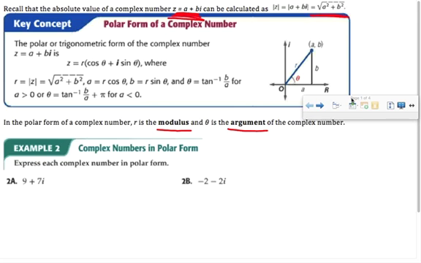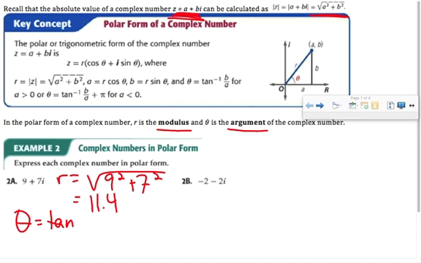Very much like what we did in the last lesson, we find the r value. It's the square root of 9 squared plus 7 squared. So that's the square root of 130. And the square root of 130 is 11.4. So this is our modulus. The argument is theta, which will still be found by taking the inverse tangent of here 7 over 9. And when I do that in my calculator in radian mode, I get 0.66.